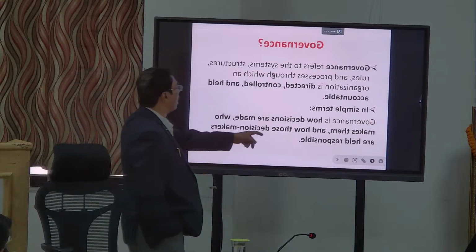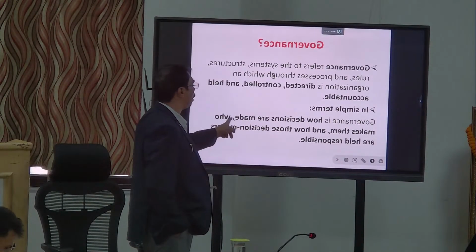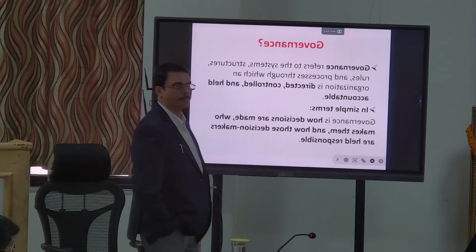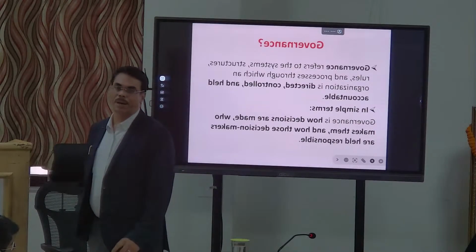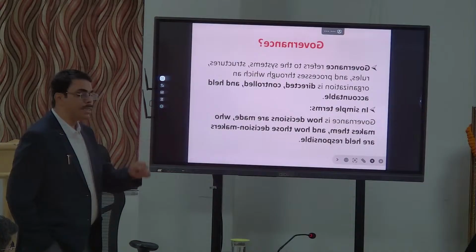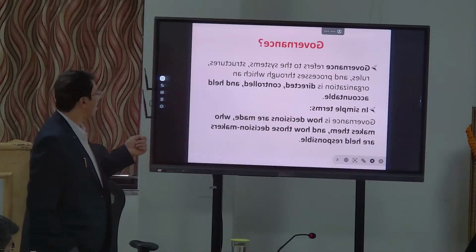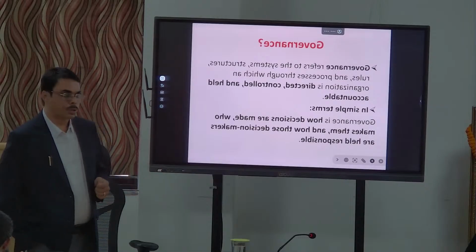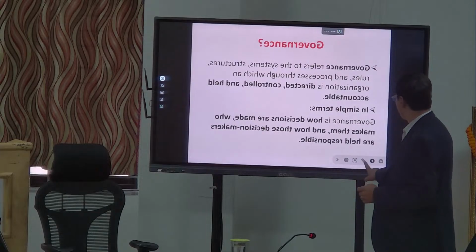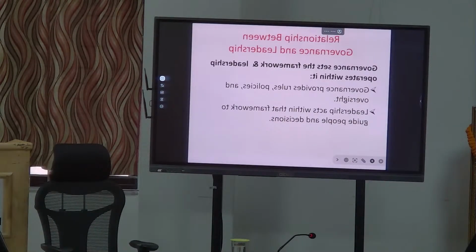In simple terms, governance is how decisions are made, who makes them, and how those decisions are held responsible. It's not only that you make the framework decisions, but also how these things will be applicable and how they will be materialized. That is also part of governance. So, if we go to the next slide, let's see the relationship between governance and leadership.